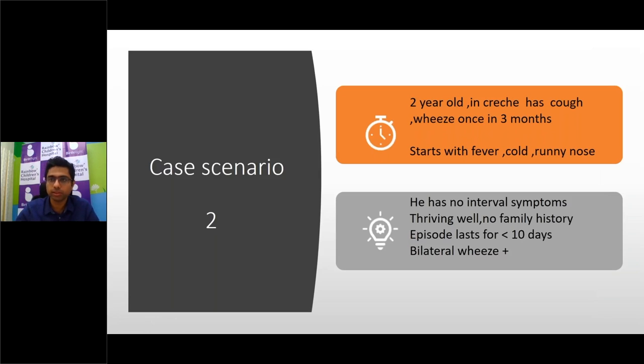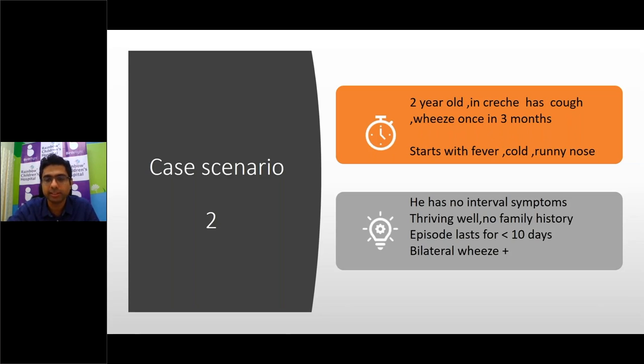So next we will move on to the second common scenario. This is a 2-year-old child who goes to a creche. He has cough and wheeze once in 3 months, which starts with a fever, cold and running nose. He has no interval symptoms. He's thriving well with no family history. The episodes all last for less than 10 days.